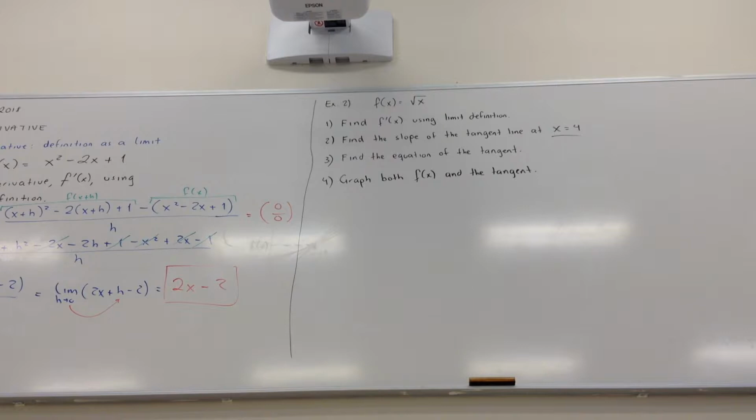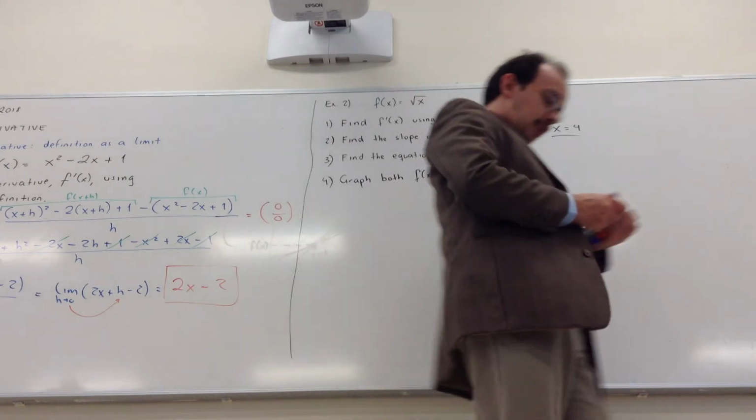Next example. This example is more like the quiz. It's not just a derivative. The instruction says you have a function, which in this case is different, square root of x. Number one, you have to find the derivative, it's a limit definition, the whole process. Number two, we're going to find the slope of the tangent line at a certain value. Number three, we're going to find the equation of the tangent line. And number four, we're going to graph both the function and the tangent. Okay? Very easy. Yes, it is.